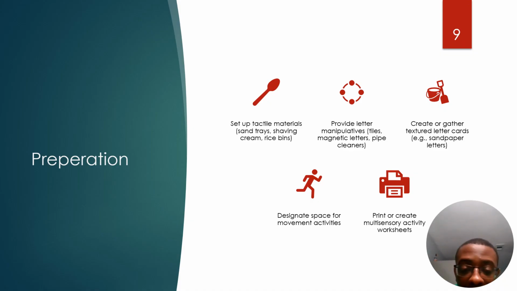So how will a teacher prepare for the kinesthetic strategy? Well, you will set up tactile materials such as sand trays, shaving cream, and rice bins. Provide letter manipulatives like tiles, magnetic letters, or pipe cleaners for shaping letters. You will create or gather texture cards, for example, sandpaper letters, and you would designate space for movement activities. Print or create multisensory activity worksheets.